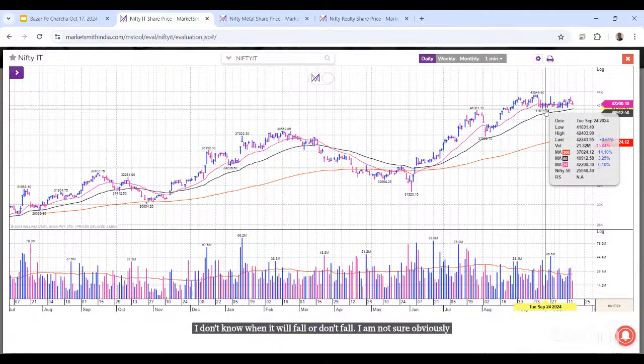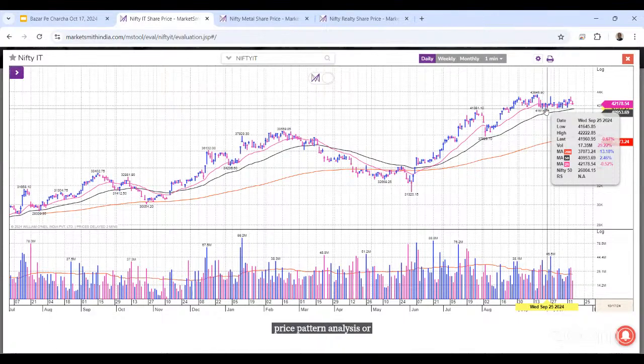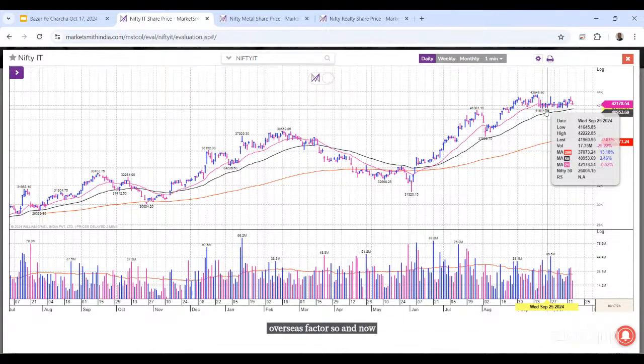It is a 50-50 kind of scenario after analyzing a lot of things like momentum analysis, price pattern analysis, or other formations here in the Nifty IT index. Even though the interest rate cut cycle has already started in the US market, the election is due in the next couple of months. October is almost going to finish, and then in November the election is due. So there are some macro factors, especially overseas factors, associated. Now the result season has already started, so let's see how things improve in coming days.